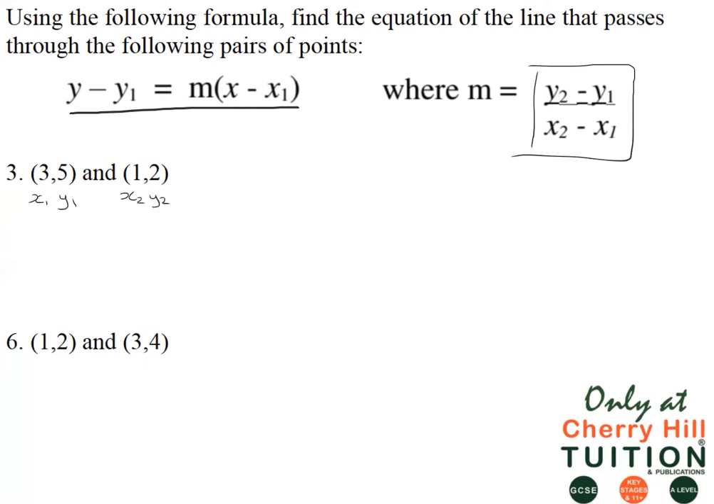So the gradient is equal to y2, which is 2, minus y1, which is 5, over x2, which is 1, minus x1, which is 3. And this simplifies to, so 2 minus 5 is minus 3. 1 minus 3 is minus 2. The negatives cancel out, so the gradient is 3 over 2. Okay, so m is equal to 3 over 2.